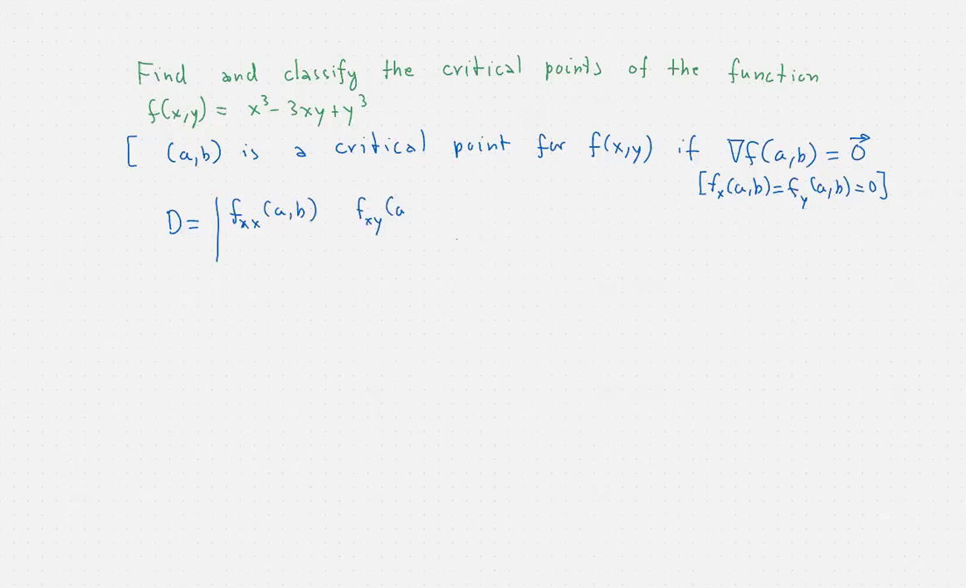And as I'm writing this, I should say that this determinant is in fact the discriminant of the second order Taylor polynomial of our function, and in some sense determines whether the concavity behavior that we have is the same in all directions. So it turns out that if D is less than 0, then (a, b) is a saddle point, meaning we have no minimum or maximum.